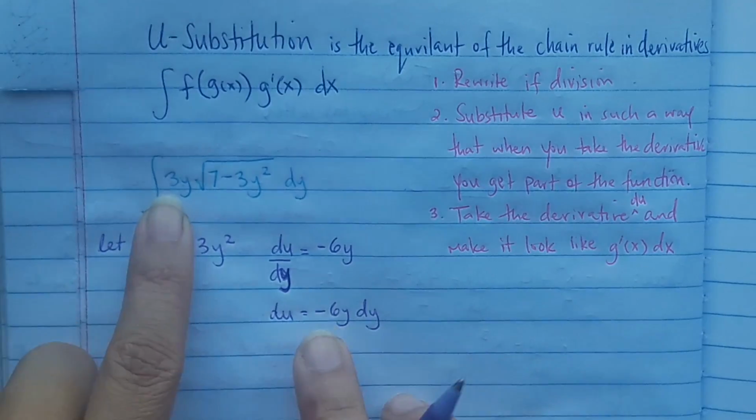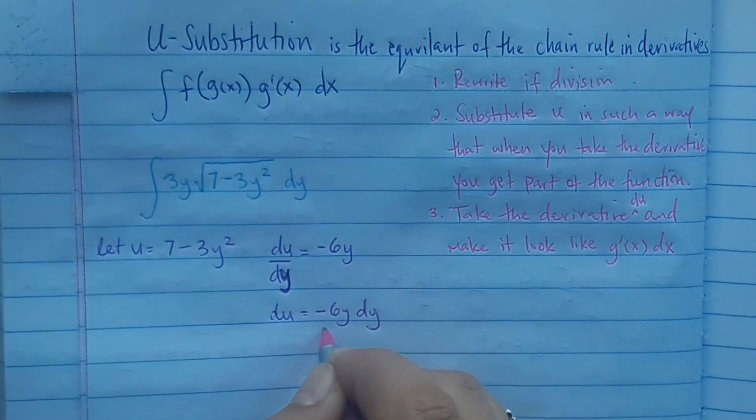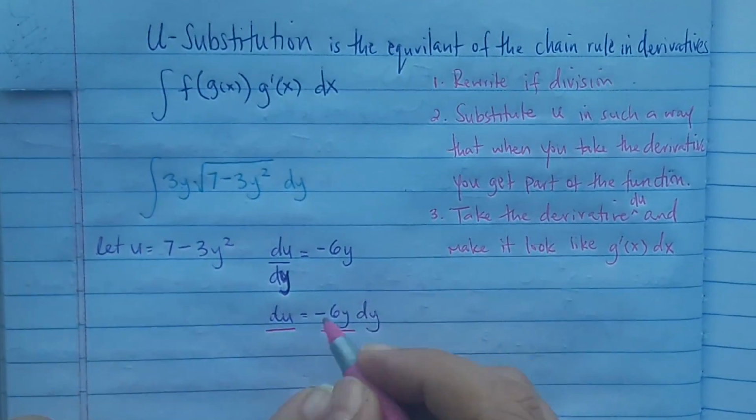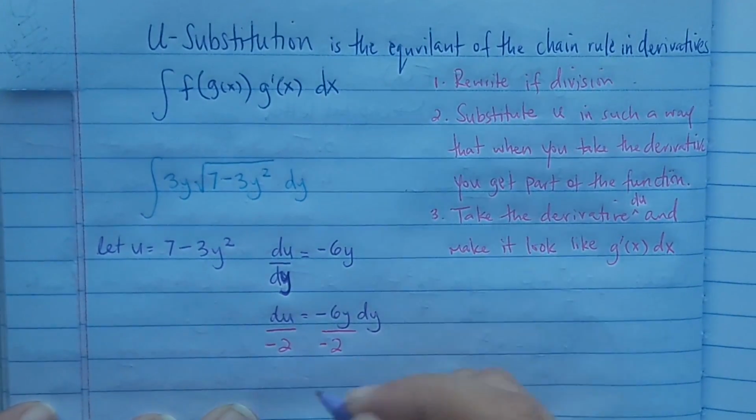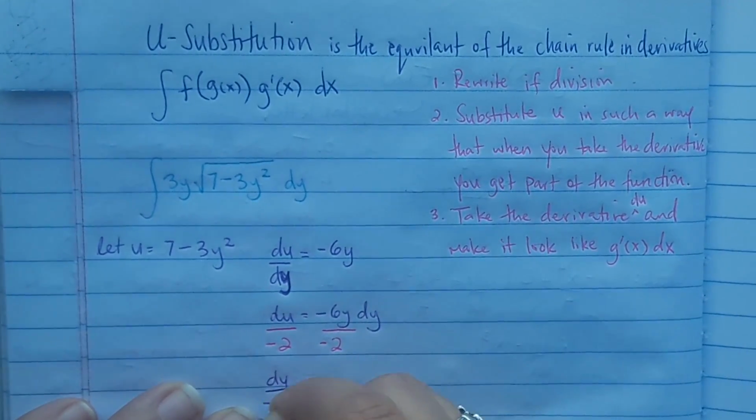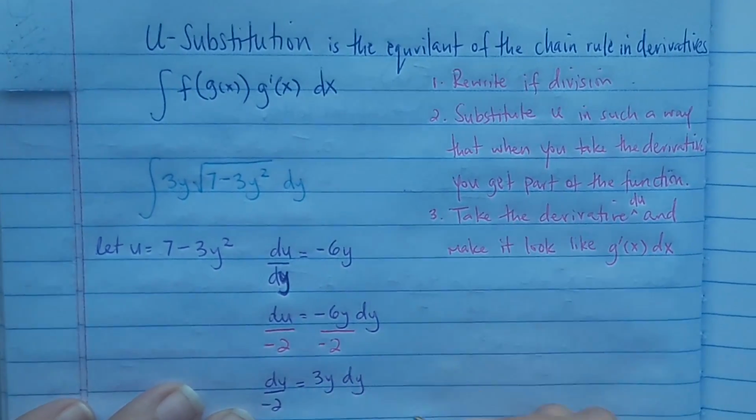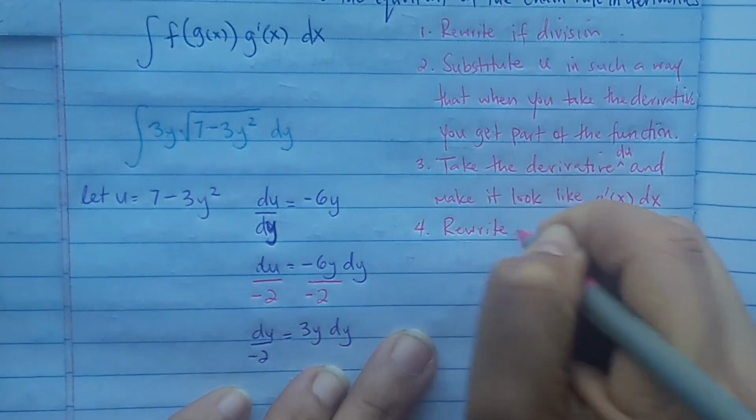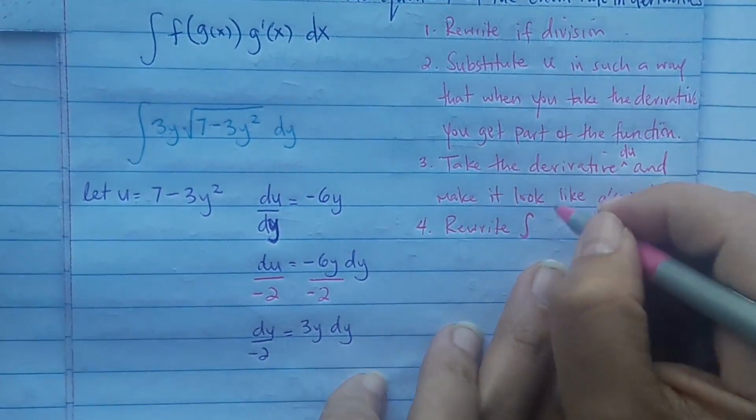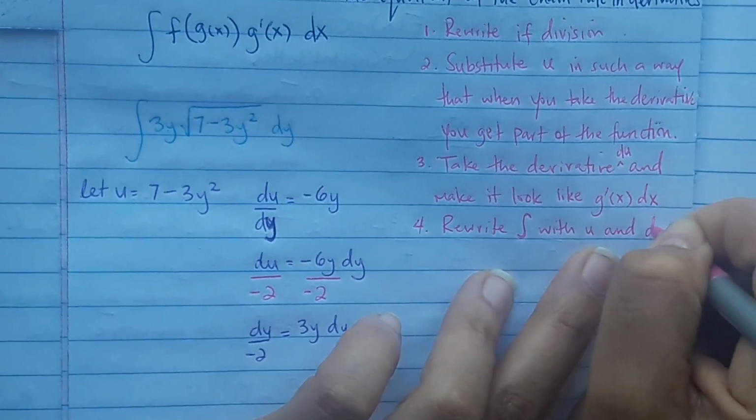And you can see it's kind of similar to what I have there. And now I'm going to teach you how to make it exactly the same. If I divide by negative 2, do you see that I'm going to get 3y dy, which is what I'm looking for. So you kind of have to tweak around with it to make it look like what you want it to look like. So number 4, rewrite it with the integral with u and du.